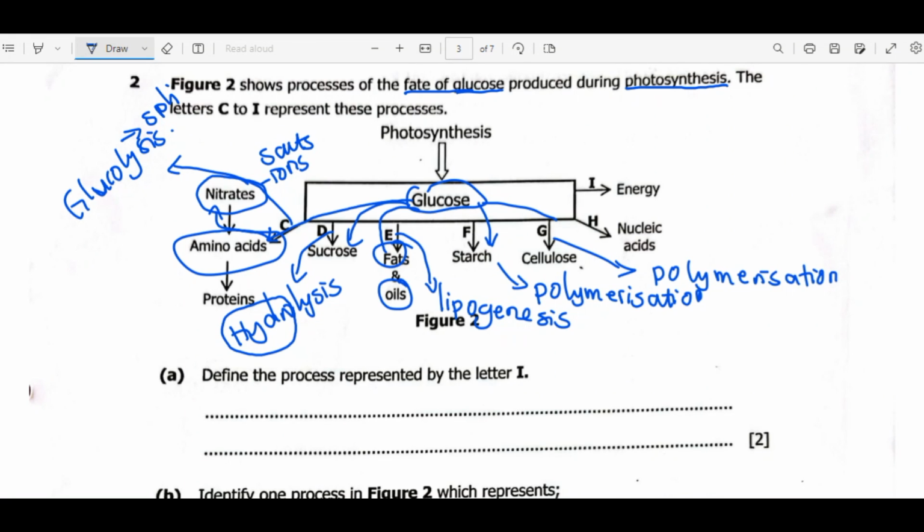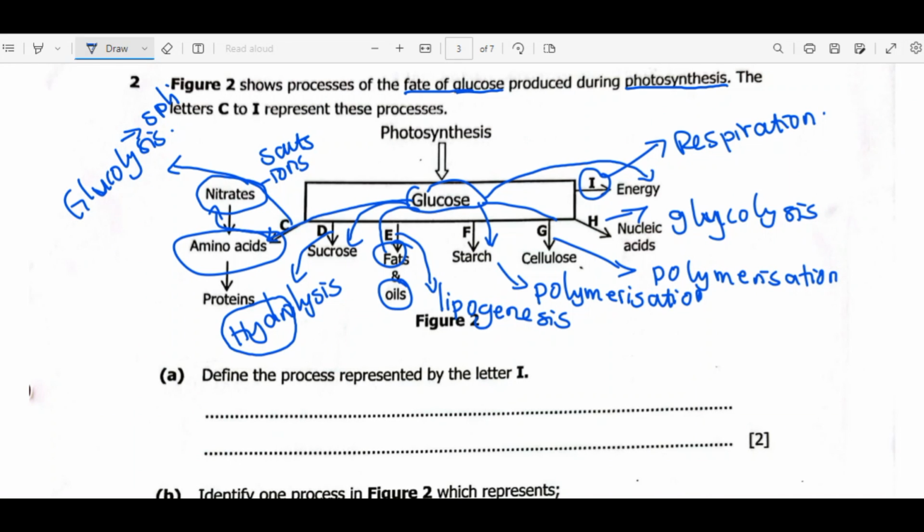Right. Now, what of nucleic acids? This process is the same as producing amino acids, because even these are proteins. So we are dealing with glycolysis. Right. Now what of process I? Process I is the process by which the glucose is broken down to release what? Energy. So this process is respiration.